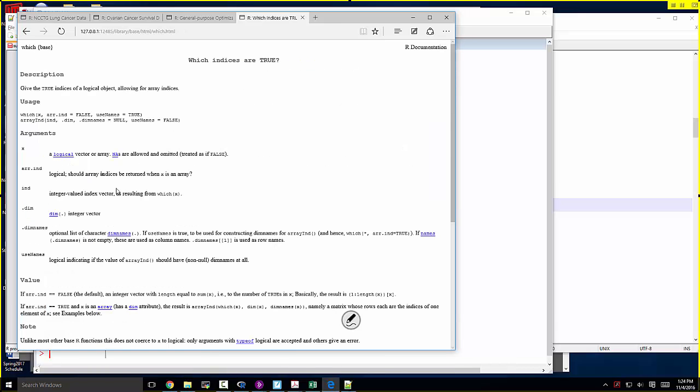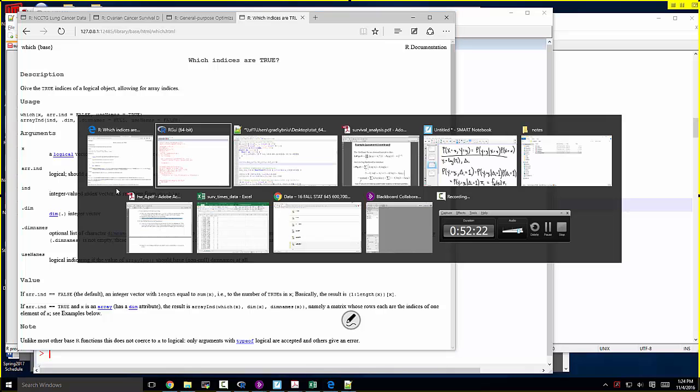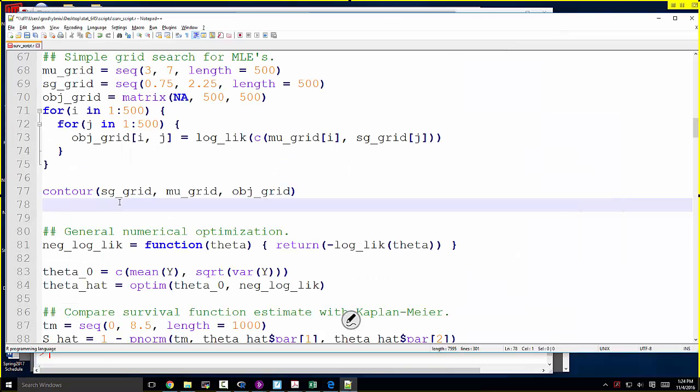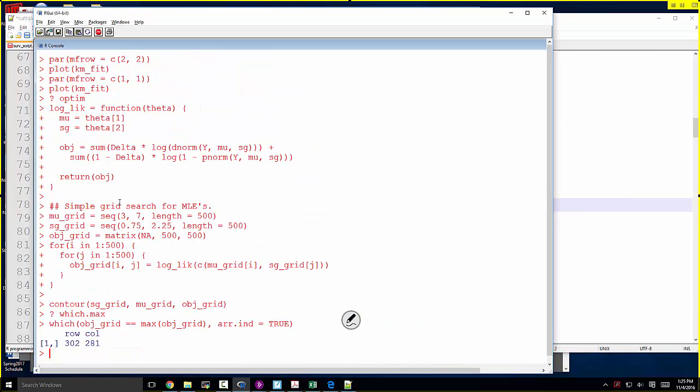Yeah, I think I can use the which function. If I say which and some criterion, go find the place where objective grid equals the maximum of objective grid, and if I say arr.ind equal TRUE, it will give me back the row and column number that contain the biggest value.